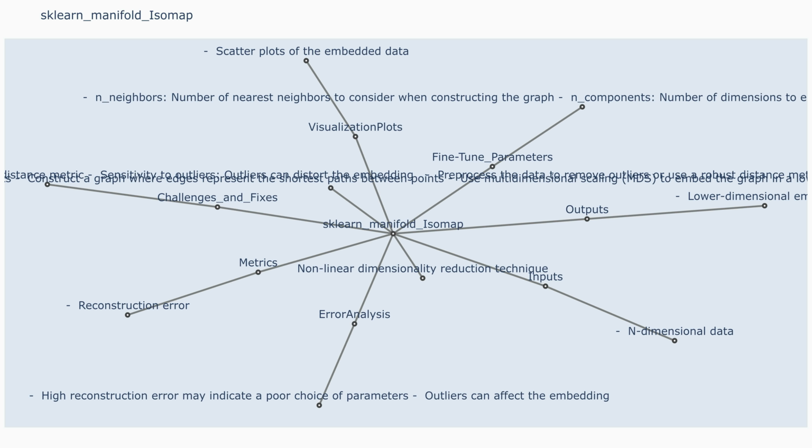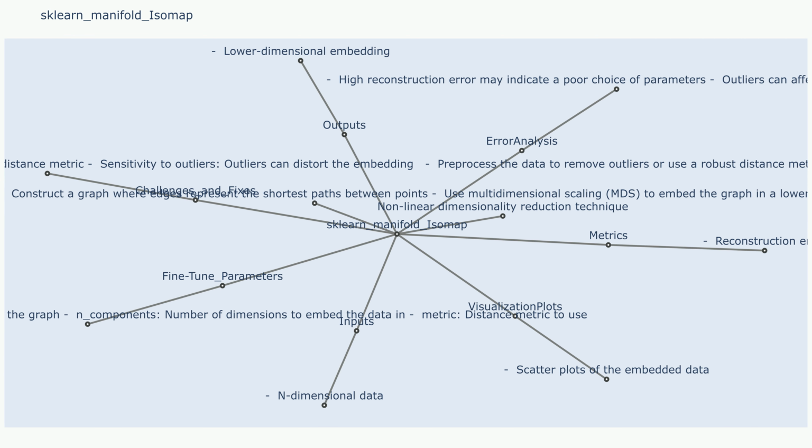sklearn.manifold.Isomap. Description: Isomap, isometric mapping, is a nonlinear dimensionality reduction technique that aims to preserve the geodesic distances between data points in a lower dimensional embedding. It is particularly useful for visualizing high-dimensional data that has a nonlinear manifold structure, such as images or text.